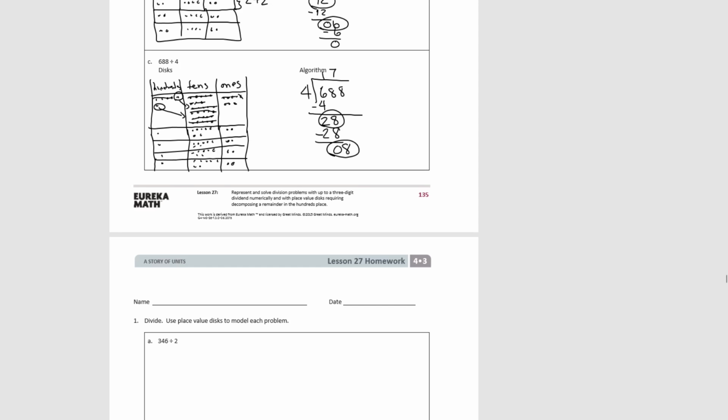We're going to record that on our algorithm. We put 2 ones in each group. 2 times 4 is 8. We have no remainder. And if we look at our quotient on our place value chart, we had 100, 7 tens, 2 ones. So our quotients match up. And our quotient for our division problem is 172. And that's the end of lesson 27.